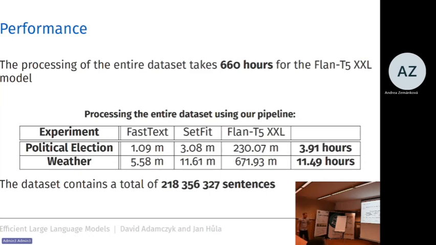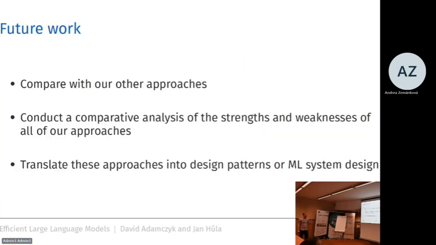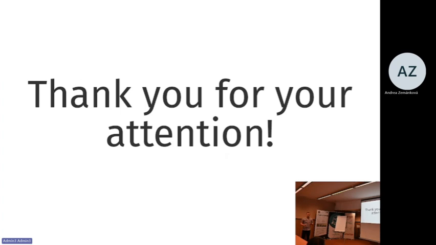When we use only Flan-T5, it is about 660 hours. But when we use the pipeline, it is much faster. It is about 4 hours or 12 hours. So for the future work, I would like to compare this pipeline with my other approaches, and I would like to prepare some design patterns or designs for machine learning systems. This is all. Thank you for the attention.